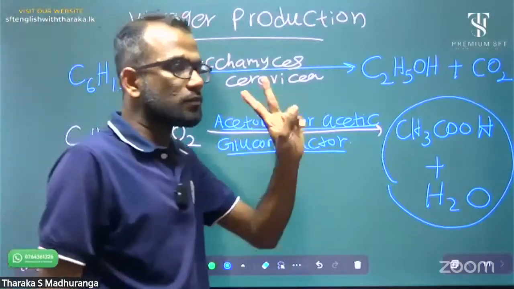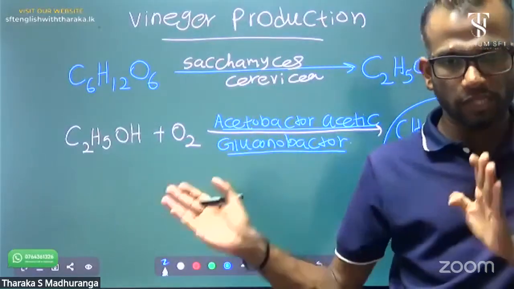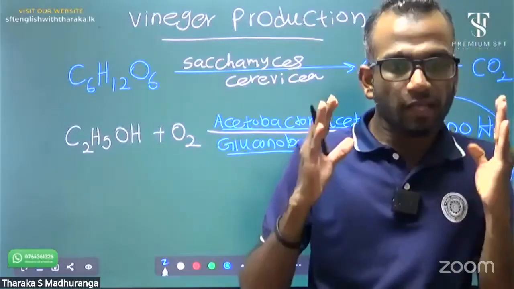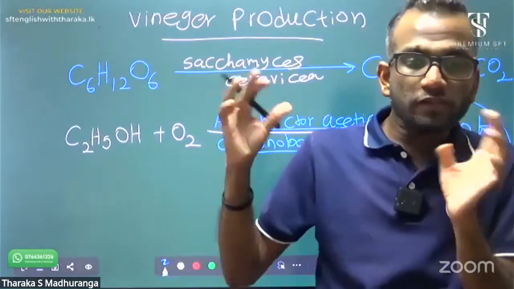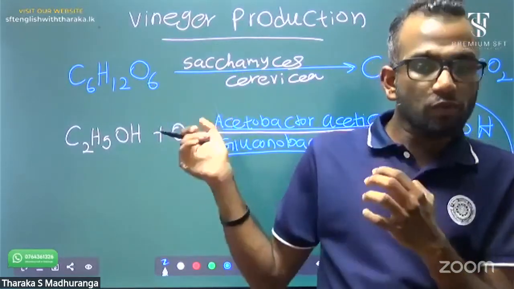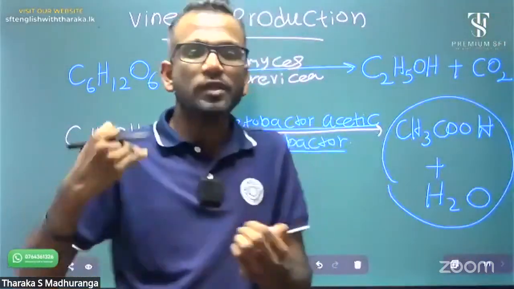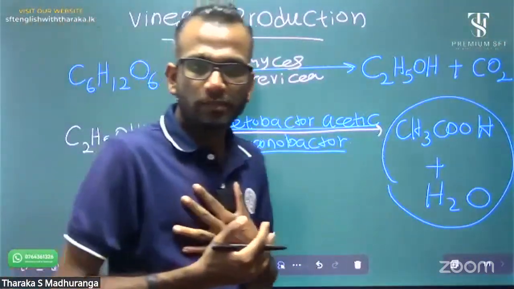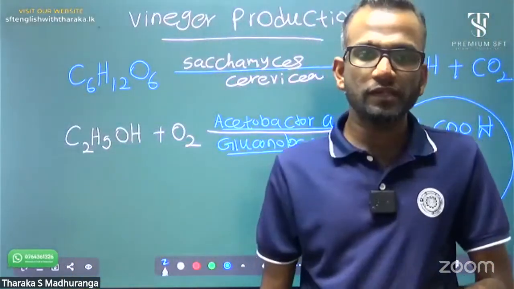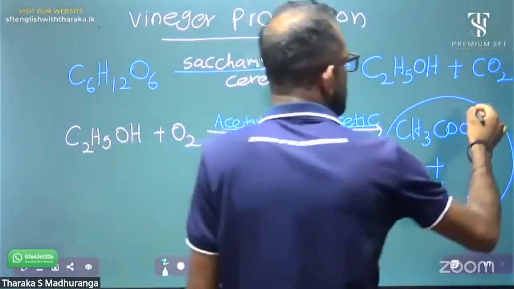Therefore, vinegar production is mainly two steps. First, the glucose solution is converted into ethanol by yeast fermentation, and this fermented ethanol is oxidized by Acetobacter aceti and Gluconobacter bacteria and converted into an acetic acid and water mixture. That means a diluted acetic acid solution. This solution we call vinegar.